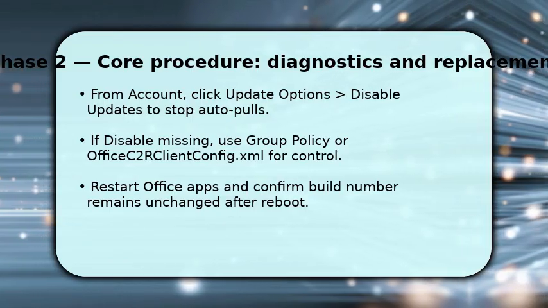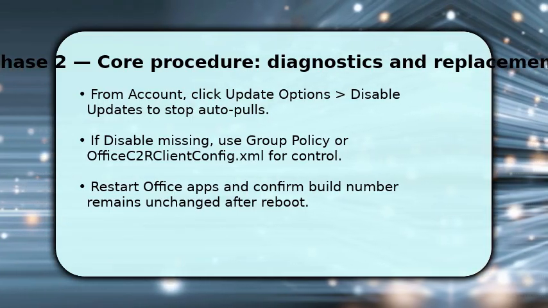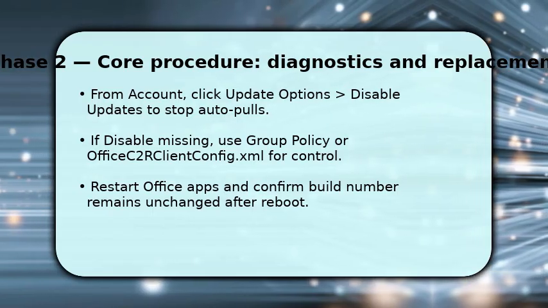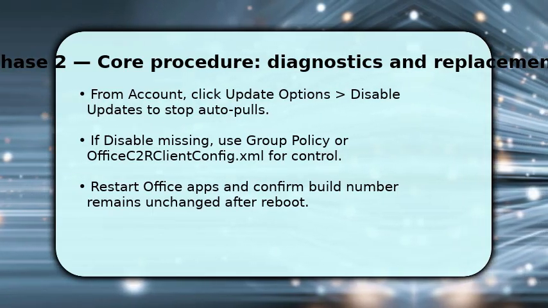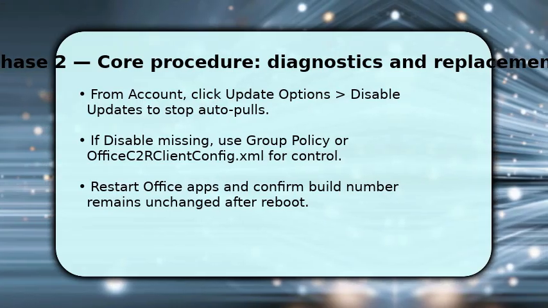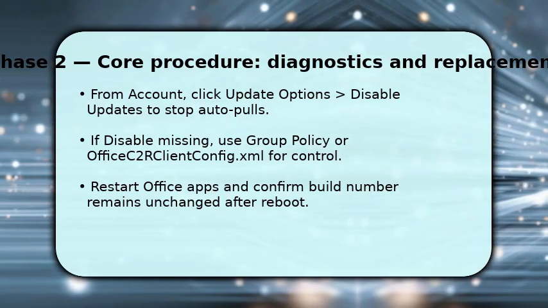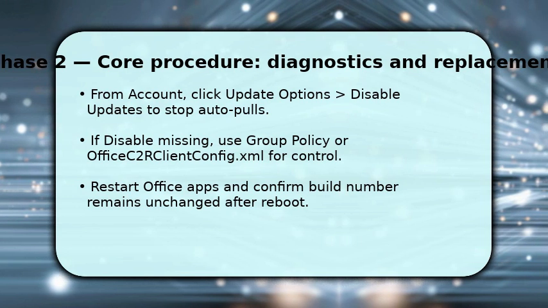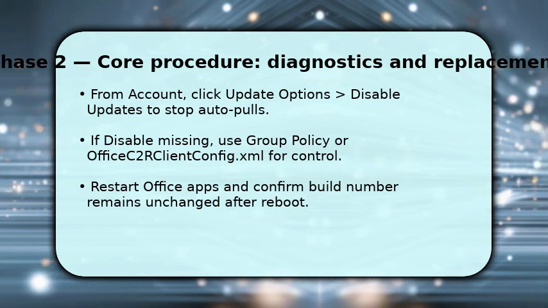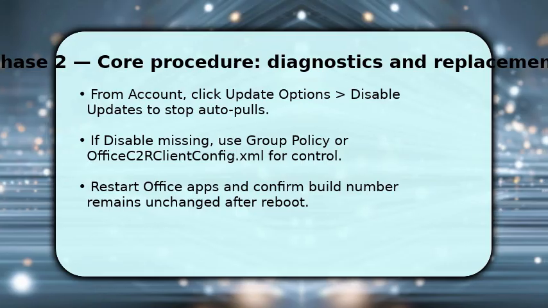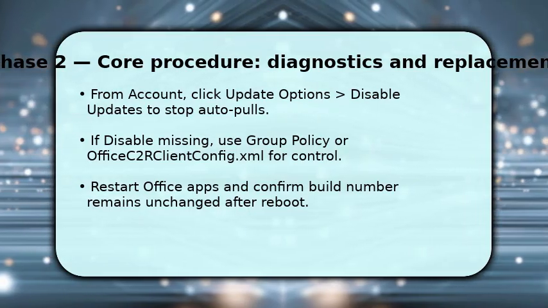Navigate to Administrative Templates, Microsoft Office 2016, Updates, and set Enable Automatic Updates to Disabled. Alternatively, deploy Office C2R Client Config XML to define update behavior. Once set, restart all Office apps and recheck the build number to ensure updates are blocked and settings applied correctly.